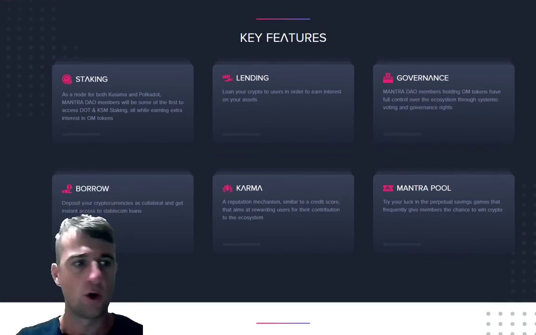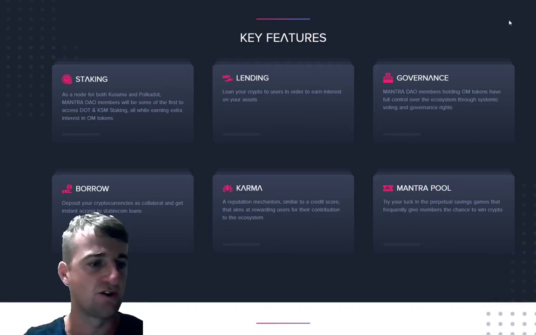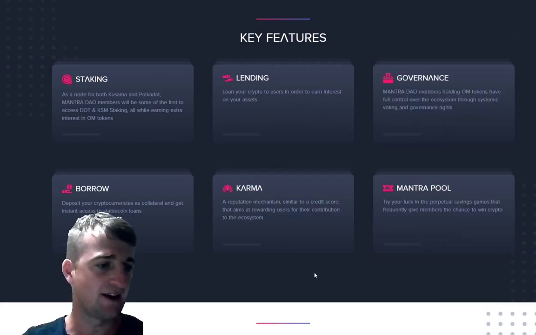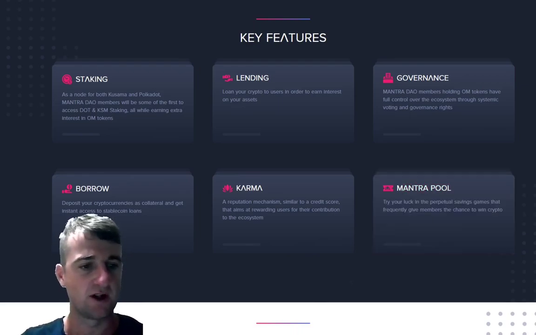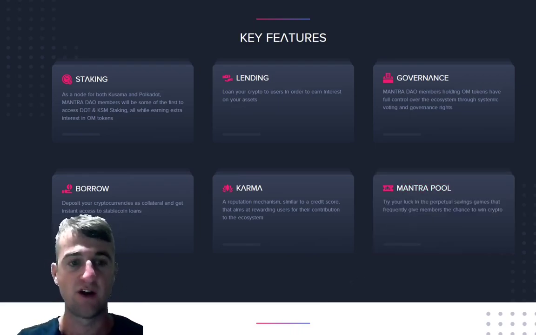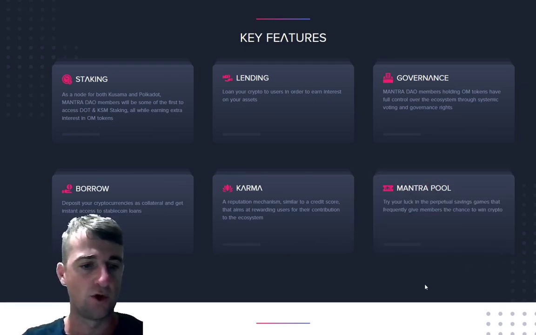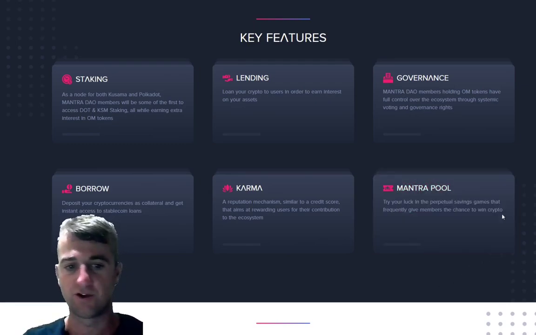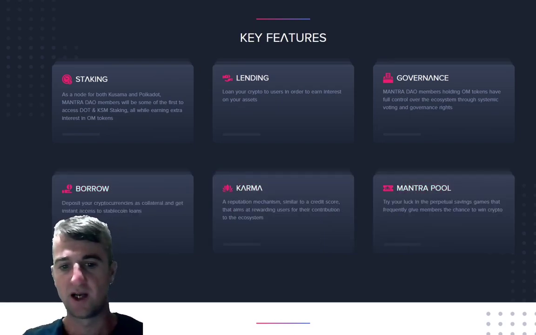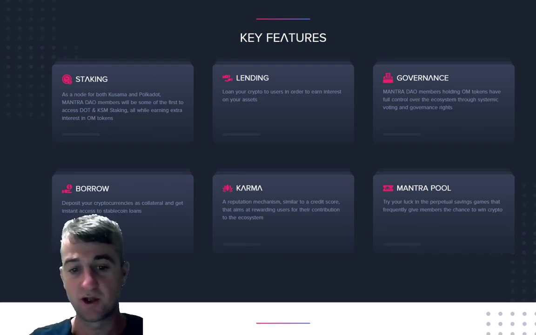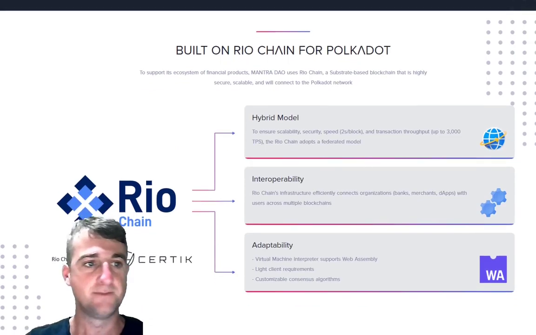Then we have a borrow option, so you can deposit your cryptocurrencies as collateral and get instant access to stablecoin loans. The Karma section is a reputation mechanism similar to a credit score that aims to reward users for contribution to the ecosystem, so that's basically allowing people to borrow your money. And finally, we have a Mantra pool, so you can try looking at perpetual savings games that frequently give members the chance to win crypto, so that's another option there.